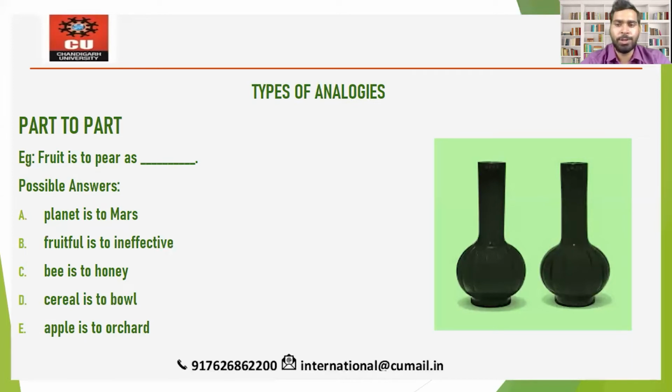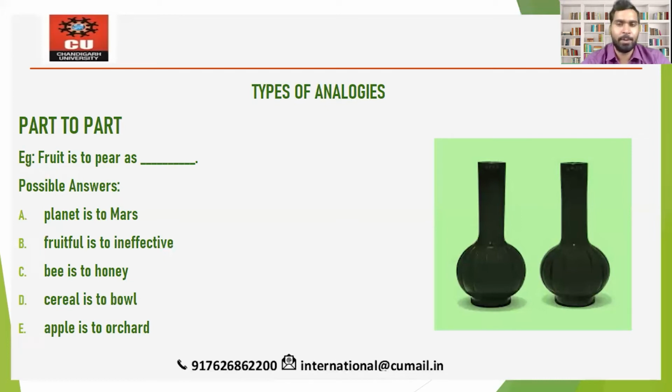Similarly, apple is to orchard may also sound like a good answer because, like fruit is to pear, it mentions fruit. However, apple is to orchard represents an item and a place where it is produced, and not a category and an item in that category. So apple is to orchard is also not correct. The answer is option A, planet is to Mars. Mars is an example of a planet, just like a pear is an example of a fruit. So planet is to Mars is the correct answer in this case.